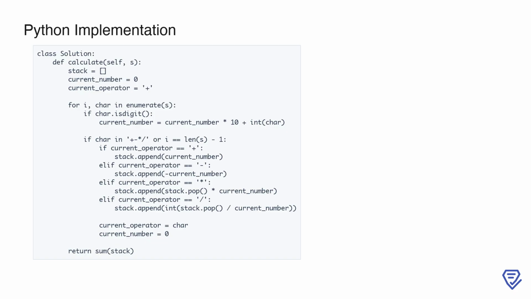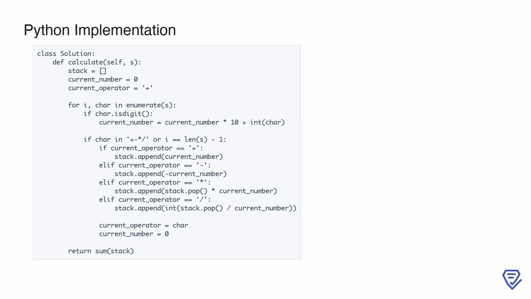2. Iterating through the expression. We loop through each character in the input string s. If the character is a digit, we build the number by multiplying current_number by 10 and adding the digit.